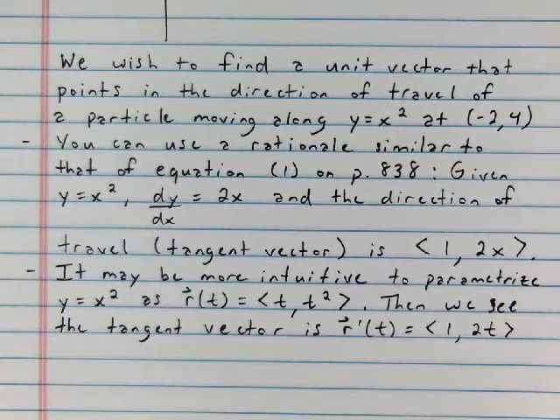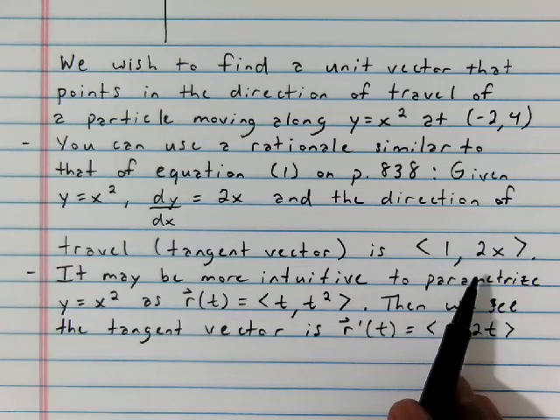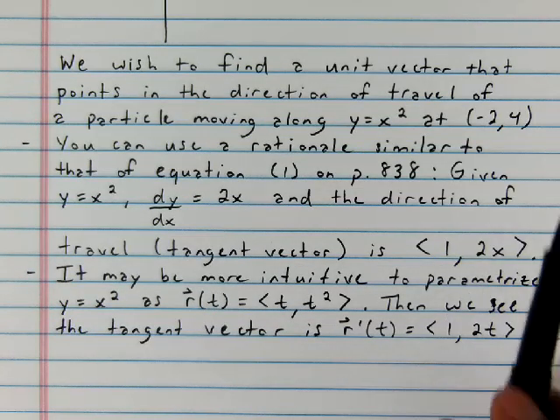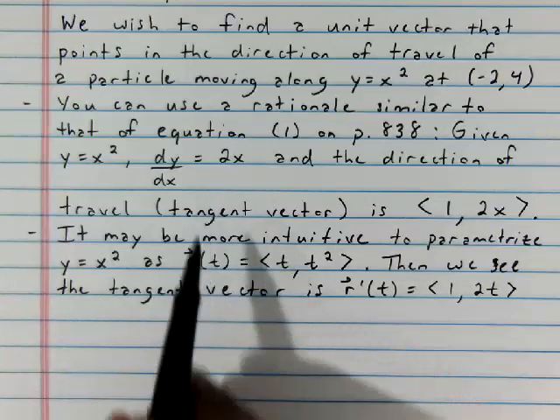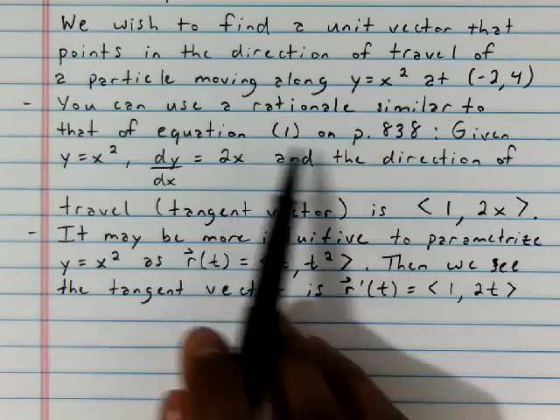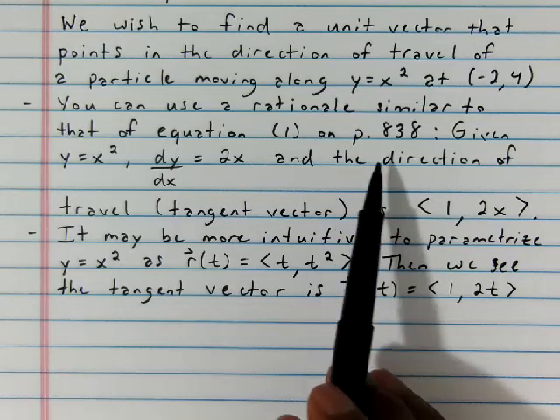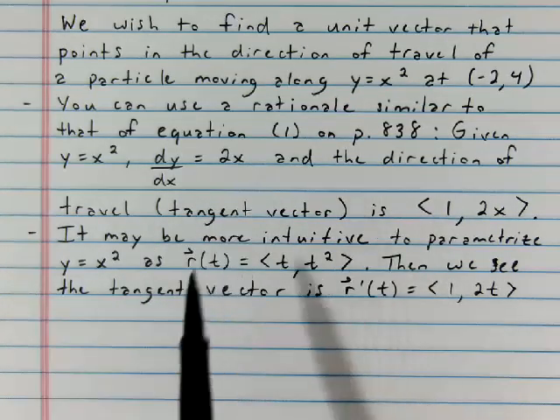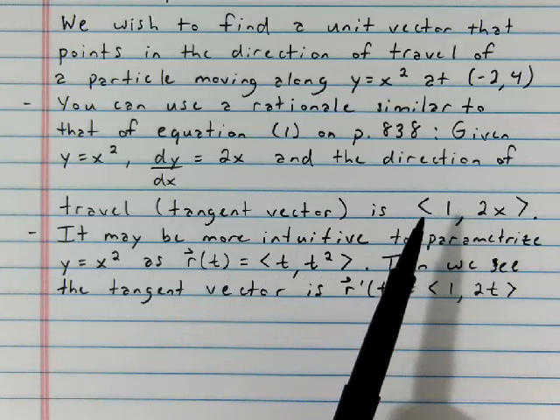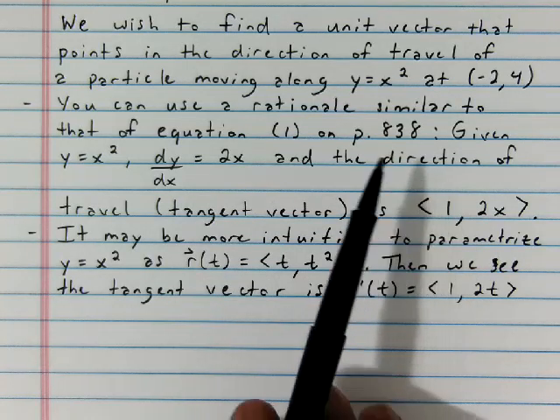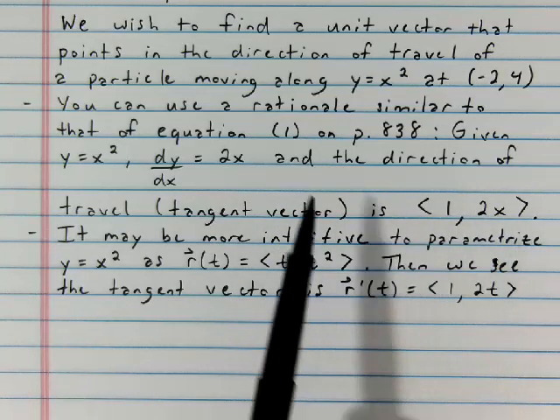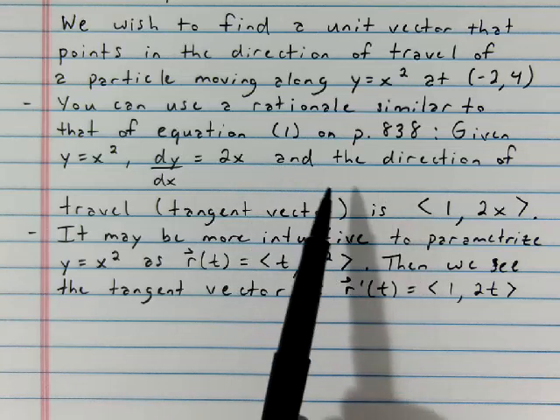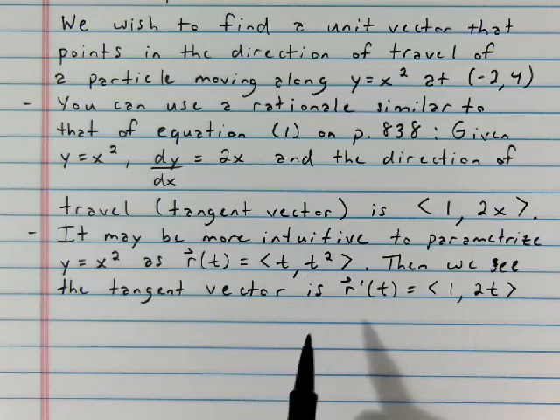So now that we have our tangent vector, we need to look at that tangent vector at the point that they gave us, which was -2, 4. So now the reason I did this both ways is largely because I wanted to point out equation 1 on page 838, because it's an important pair of equations. There's actually two equations on there, but they give you the tangent vector for any curve. So it's good to know those two equations on page 838.